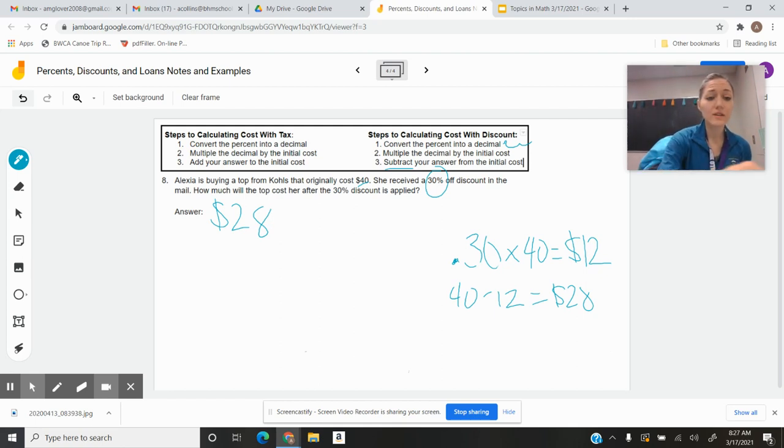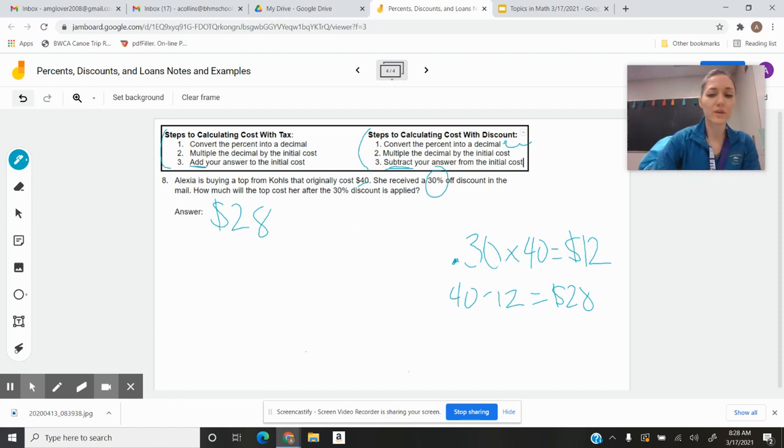All right, so you'll notice that these steps are very similar to when you're calculating cost with tax, except at the very end: in the tax, you're adding your answer to the initial cost. With a discount, you're subtracting your answer from the initial cost. Okay, so that might kind of help you remember how to do these steps without referring to your notes.